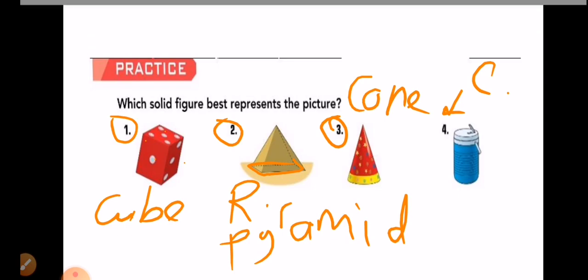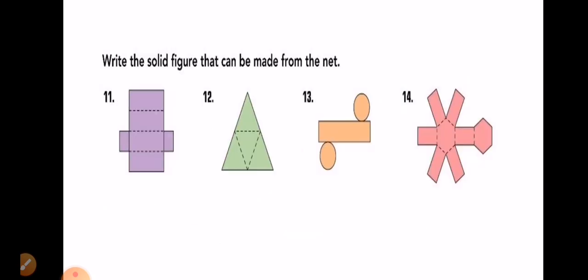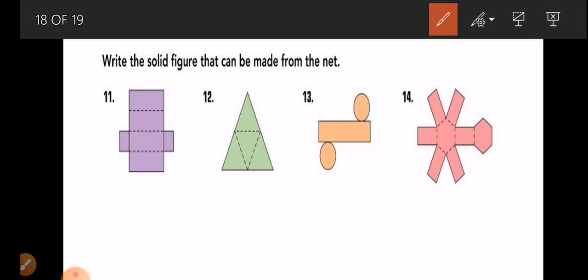The next question: write the solid figure that can be made from the net. What does that mean? It means if I fold these shapes, if I bend them on the dotted parts and close it, it will give me a solid figure. Which solid figure? Try to guess. If you close it, what shape will it give you? Let's see number 11. If I close this one, what will it give me? Yes, it can give me the rectangular prism.